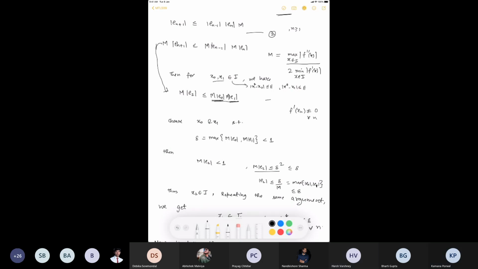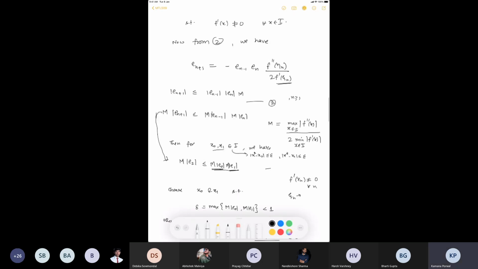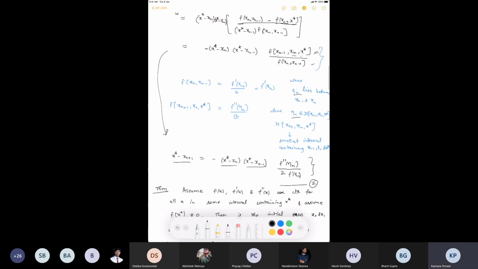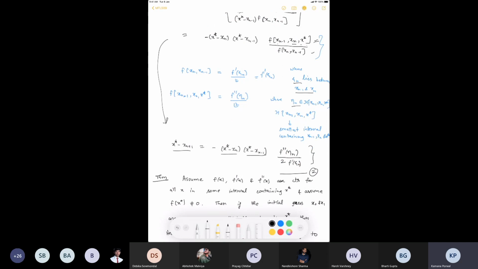Yes, ma'am. Now, where does your xi belong to? Xi belongs to the interval containing them. So you just look back at where your xi belongs to. So xi is lying between xn minus 1 and xn. This means that xi is also going to belong to the same interval I. And in the I, we know that the f prime of the x is not equal to 0. So your f prime of the xi is also going to be not equal to 0. Okay, thank you. Got it.